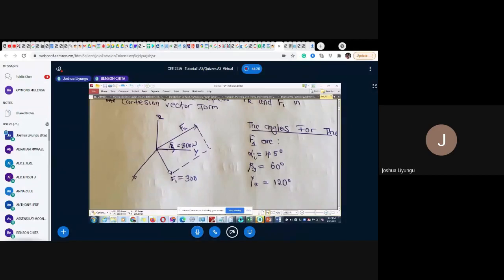This is a parallelogram. We know F1, we don't know F2, but we know FR, and we know the direction angles of F1. Can someone tell me the next step, or which equation to use from this step?